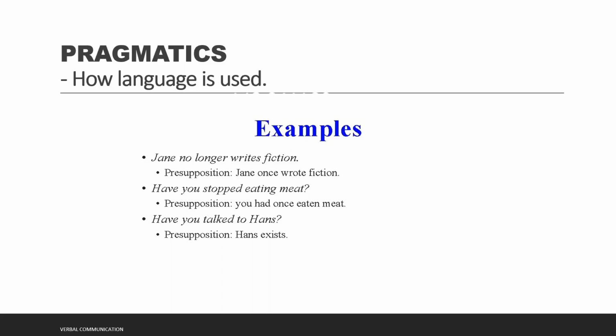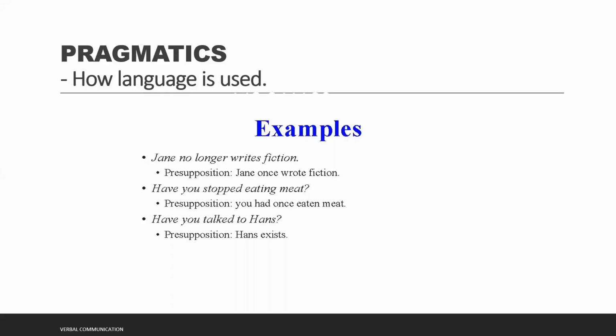For example, here I got Jane no longer writes fiction. So upon reading this first sentence, I would presume that before, Jane was writing fiction, but today she's not doing it anymore, maybe for some other reasons. Okay, about number two, have you stopped eating meat? So we would presume that before you were eating meat, and maybe today you're not anymore because you're already a vegetarian, for example.